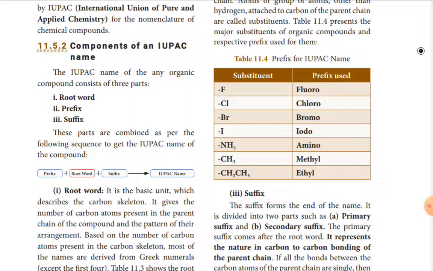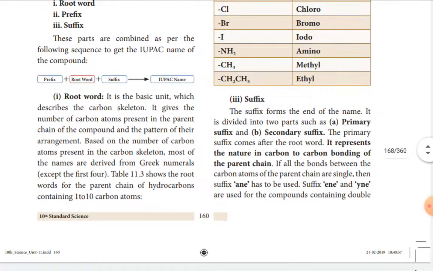Fluoro, chloro, bromo: the symbol F is used for fluoro, Cl for chloro, Br for bromo, and the dash denotes the bond with the carbon atom. Similarly, amino, methyl, ethyl are some of the prefixes used in organic compounds. Then suffix is nothing but the end of the name of the organic compound.